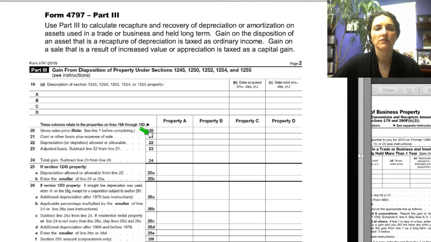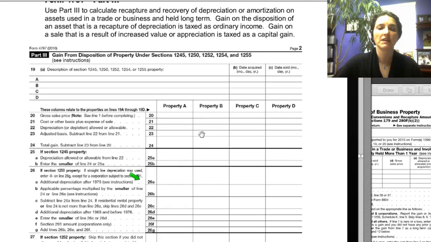On line 21, we enter the cost or other basis. On line 22, we enter any depreciation that was previously allowed or allowable to arrive at our adjusted basis on line 23. We then figure our total gain on line 24. If we sold Section 1245 property, we enter the amount of depreciation that was allowed or allowable shown on line 22. And then we enter the smaller of line 24 or the amount shown on line 25A on line 25B. And we'll see how that works in an illustration in just a minute.